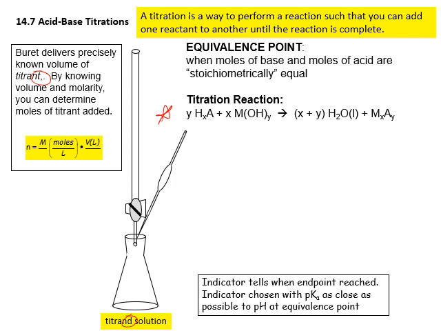We have to make a small distinction here between the equivalence point of the titration, which is a somewhat theoretical point at which the exact amounts of the two reactants have been added, and what's called the end point of the titration, which is when we actually stop the titration due to an observable change.